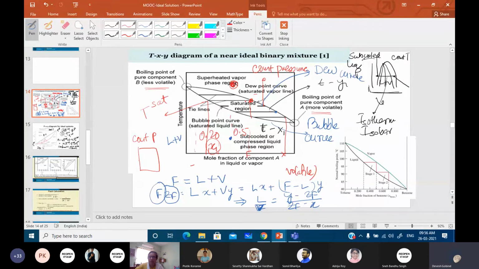Yes, ma'am. Well, now can you tell me that suppose to get a particular separation, okay, when will you require more number of stages? When this particular gap is larger or when these two curves are closer to each other?